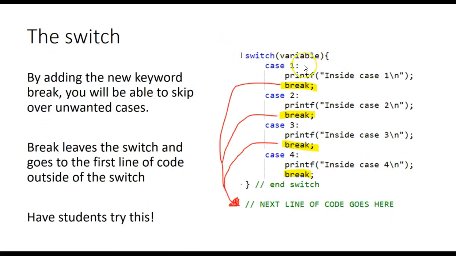We can avoid all the cases being triggered by this new keyword called break. By adding this new keyword called break, we'll skip the unwanted cases. What break does is it causes control to leave the current scope. So my current scope is from this mustache to this one. When I encounter a break, I'm down here at the next line of code. So if the variable is 1, I do that code, hit break, here I am. If it's 2, I skip over 1, do case 2, here I am.